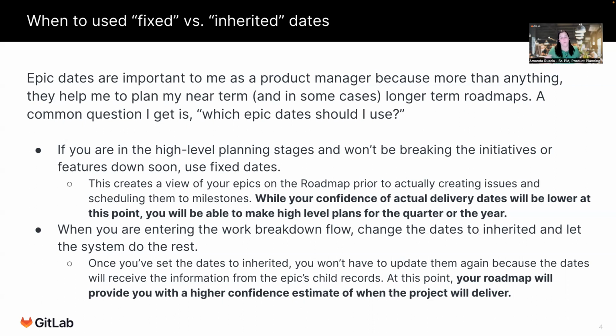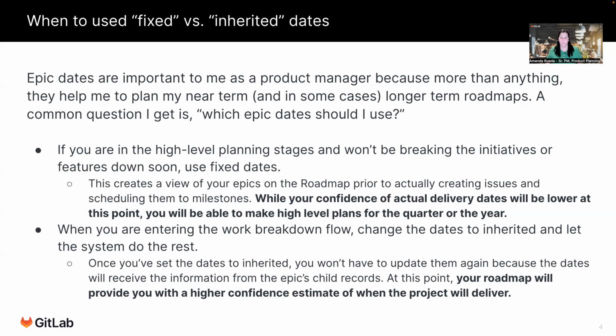When you enter the work breakdown flow, you want to change the dates on the epic to be inherited and let the system do the rest. So before the work gets broken down, or is about to get broken down, flip it from fixed to inherited. What's going to happen is all the work that gets broken down beneath it is going to receive, if you perpetuate the inherited model to the sub-epics, and then you're using milestones on your issues, all of that is going to flow up to your parent.